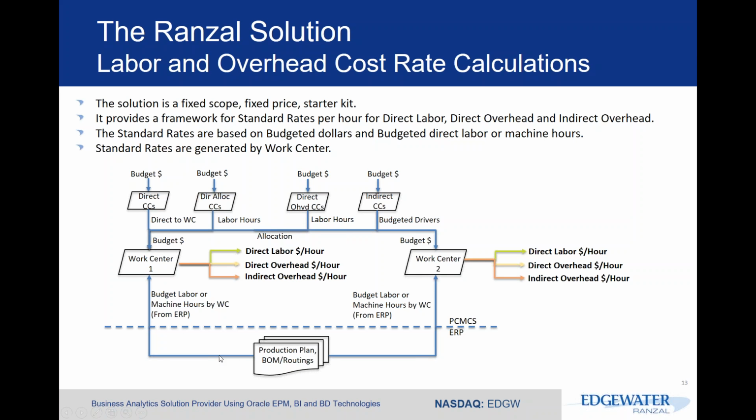And then we interact with the production system to get the projected number of hours, the labor hours or machine hours. So the production environment knows, based on the production plan, bill of materials, and routing, ultimately can derive what are the number of expected hours by work center. So we bring the costs by work center, we bring the hours by work center, and together we produce the three rates, and we would have it by work center.